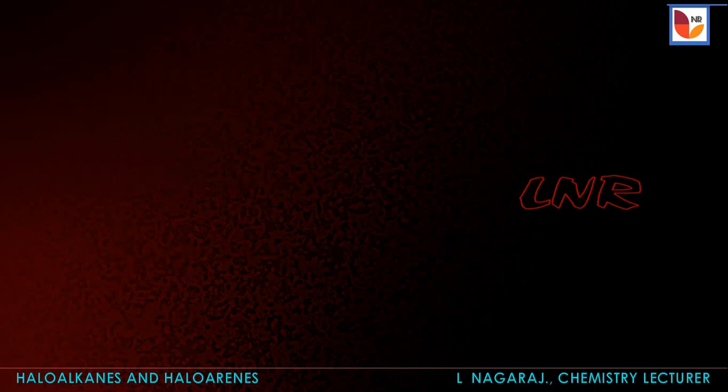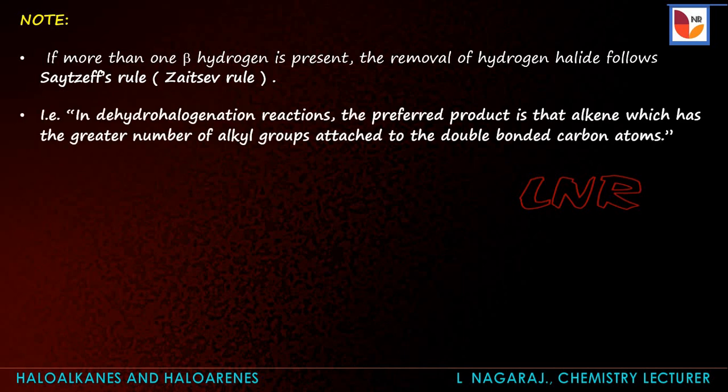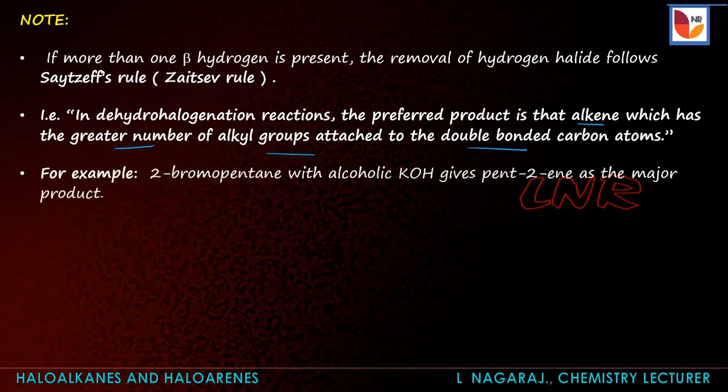Let us take a molecule which contains more than one beta hydrogen. In that case, the preferred product is identified by using the Zaitsev rule. That is, in dehydrohalogenation reactions, the preferred product is that alkene which has the greater number of alkyl groups attached to the double bonded carbon atoms. Those are the major products in dehydrohalogenation reactions. Let us take an example, 2-bromopentane.